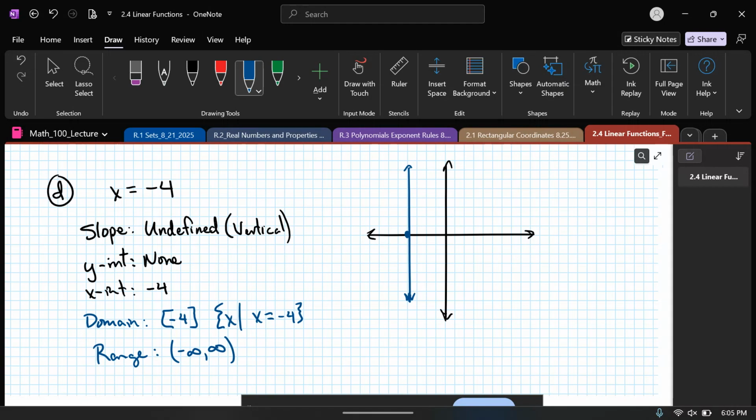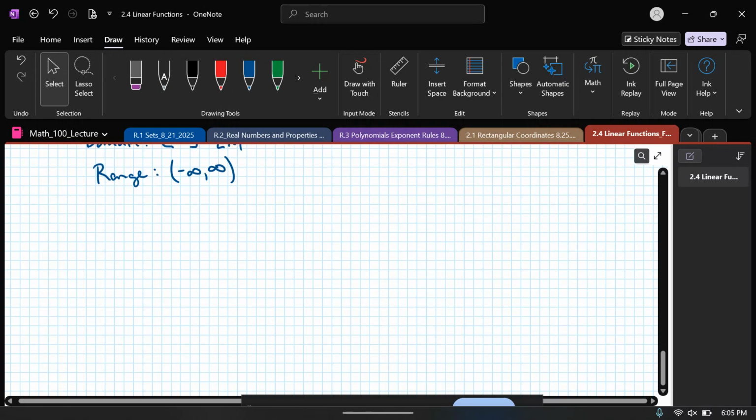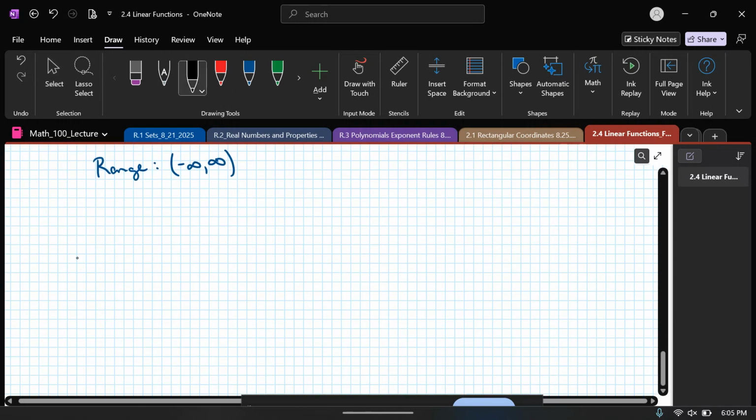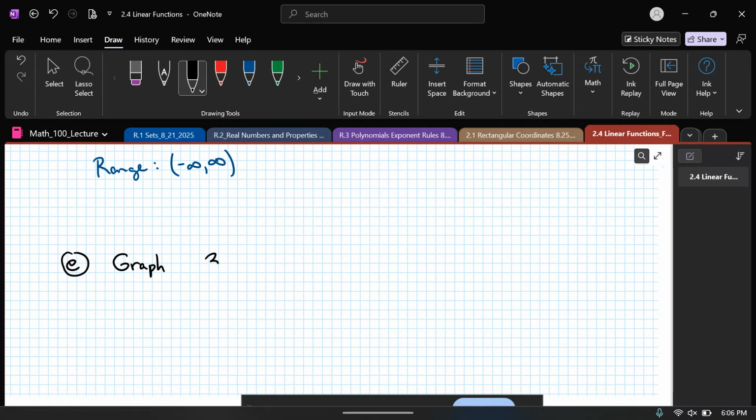Okay, so those are special cases. Let's go to example E here, and they ask us to graph 3x minus 7y equals 14. So they asked me to graph that thing. When I look at that, what do I notice about it? Not in slope-intercept form, and it has x and y in it. So that means I can get it into slope-intercept form.